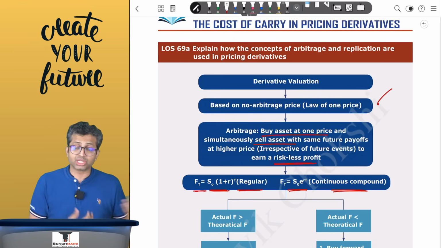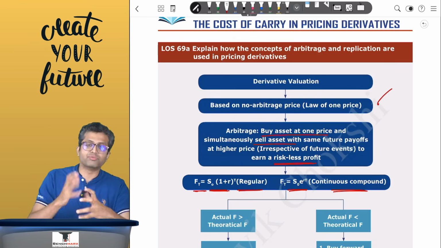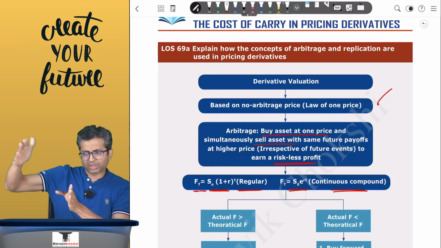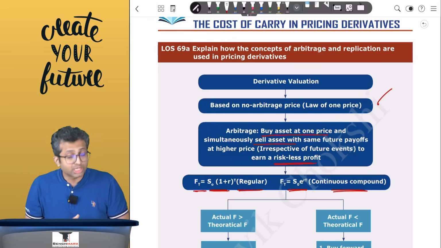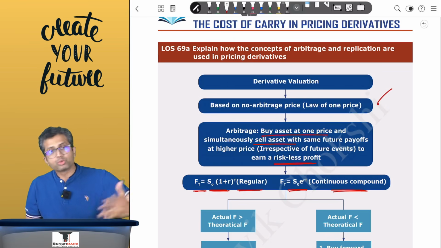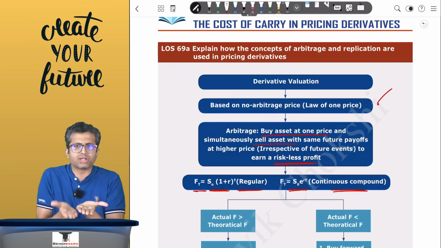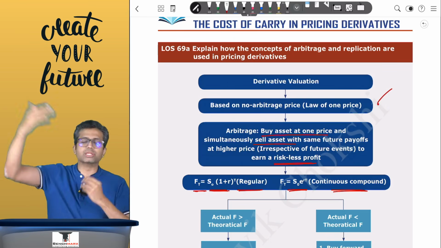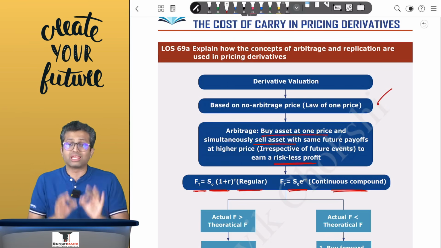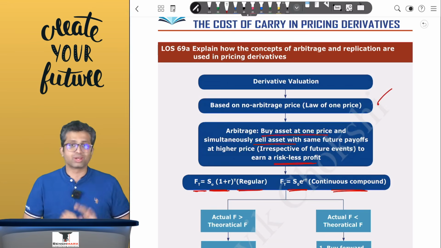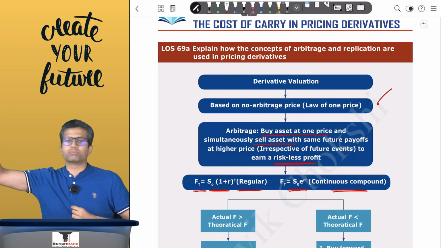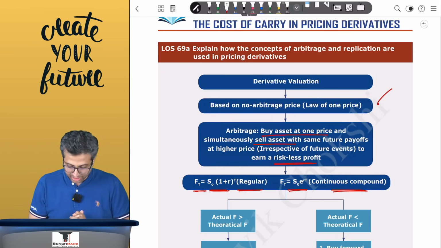Like in the first case, more and more people will sell at 115. Demand and supply teach you that if more and more people are selling at 115, the price will keep coming down till it reaches 110. In the second case, more and more people keep buying at 105, and as demand increases, the price will go up to 110. Hence this is called the no arbitrage price or law of one price, where the futures price is equal to the spot price into (1 plus R) raised to T, which is the time period involved.